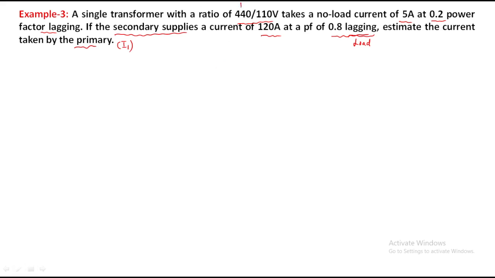By default this is E1 by E2. The HV winding voltage is 440, and the LV winding voltage is 110 volts. If it isn't mentioned, you just have to take E1 by E2 by default. Any ratio given as some value by some value should be treated as E1 by E2.